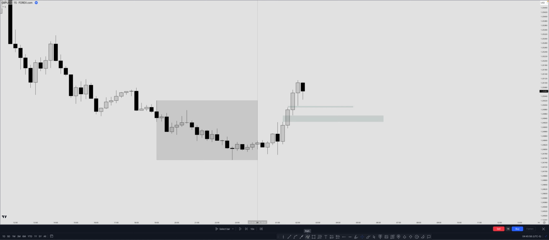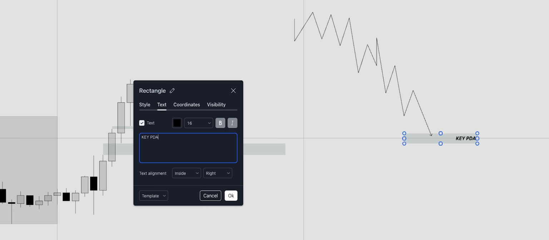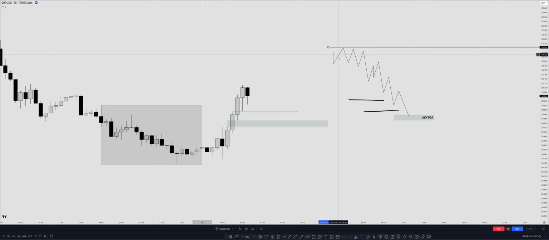So let's say we have a market maker buy model. So we have ourselves original consolidation, price starts dropping towards the downside right here. And let's say what we have here is a key level. So key level is a key PDA, and price with this run to the downside, it runs quite a lot of sell side liquidity, let's say. What we have here is original consolidation, the main target that we'll be aiming for.